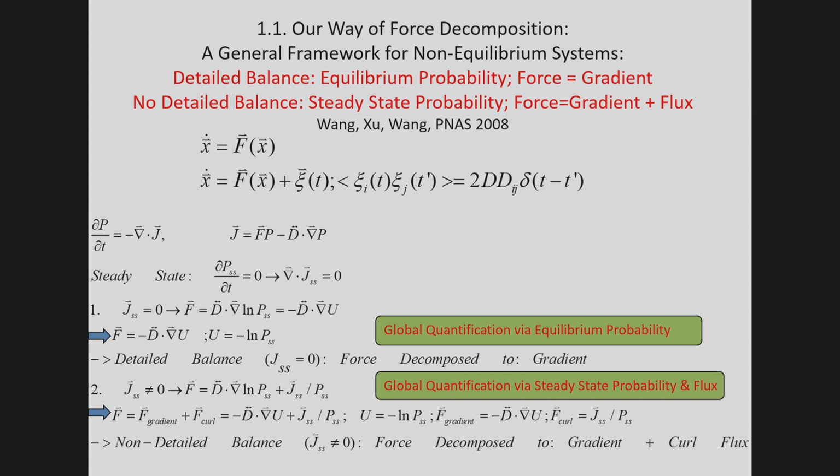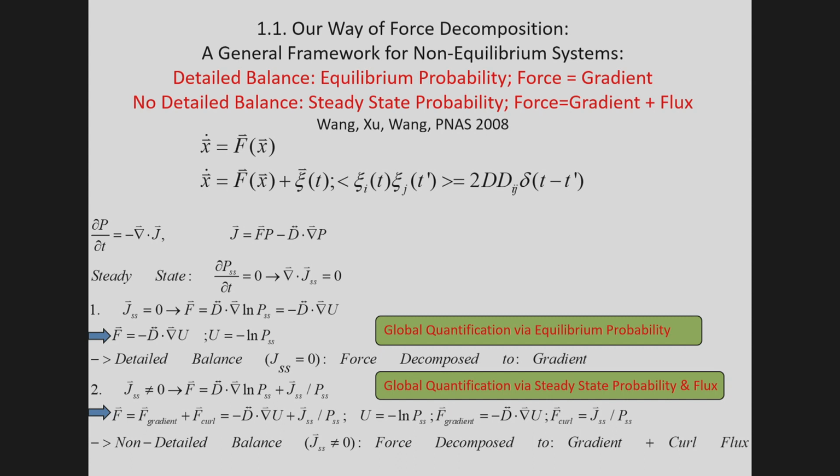However, the divergence of the flux equal to 0 doesn't necessarily mean that the flux itself has to be 0. So if the flux is not equal to 0, and you move this term to the other side, then you can see that the force has two components. One is similar to the gradient force that we have seen before, in analogy to the equilibrium case. The other one is the flux divided by the steady state probability distribution.